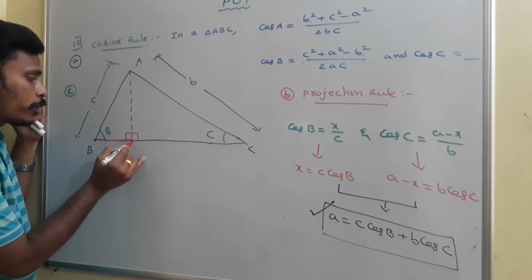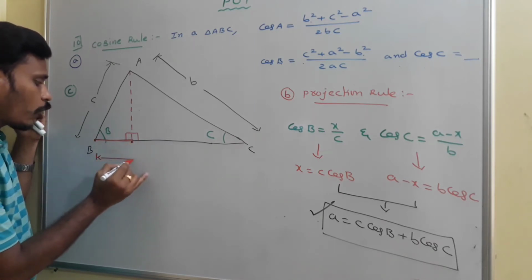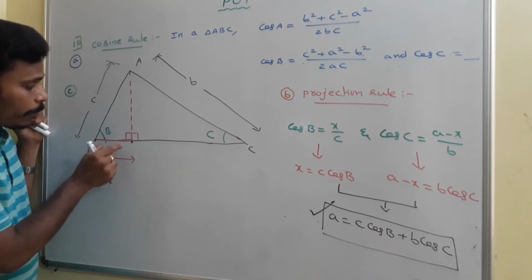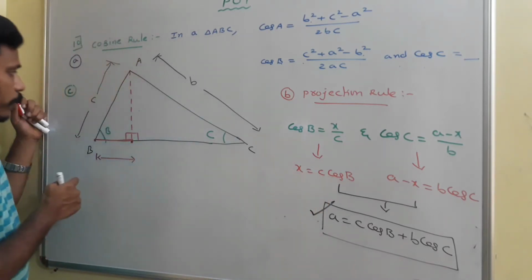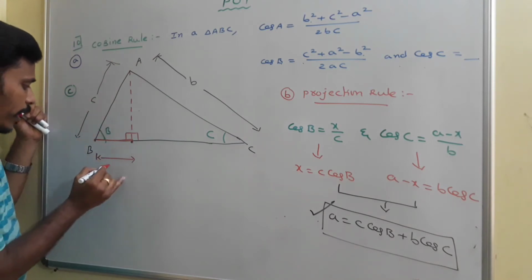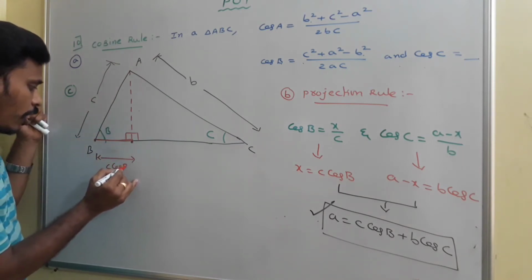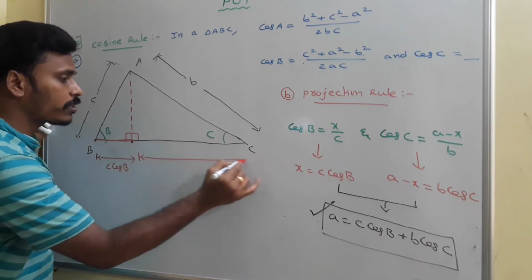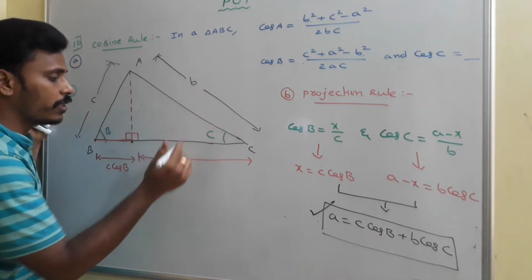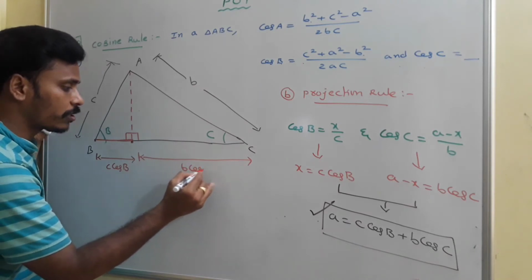From this point to this point, what is the length of this particular segment? In the previous case, we considered it as x, and that x is nothing but c cos B. So this is c, this is B, and directly this is c cos B. And what is the length of this particular segment? This is b and this is C, and this length is b cos C.